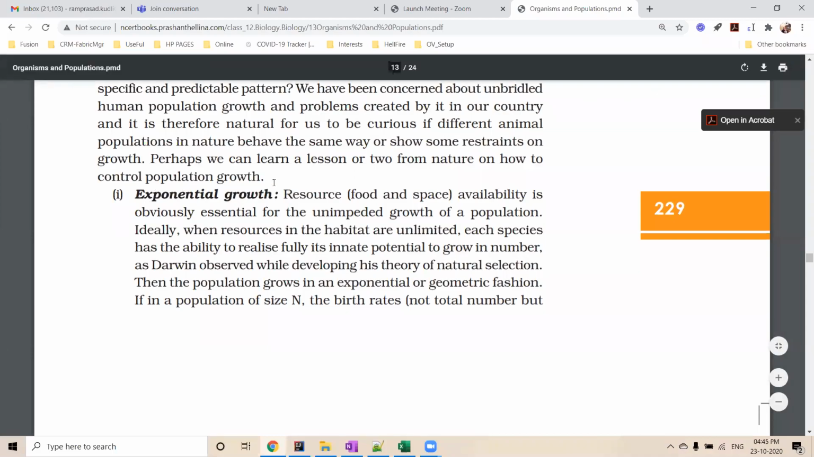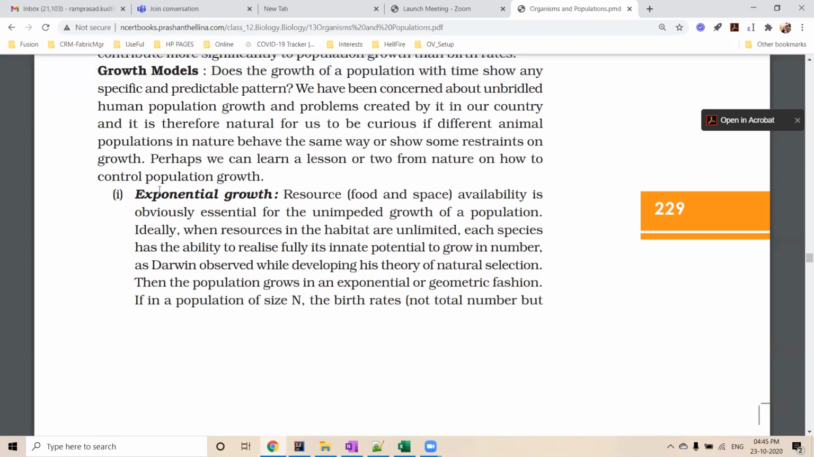Okay, so population growth. Basically, population growth is divided into two types. One is exponential growth and the other is logistic growth. Exponential growth. Observe the word exponential. So growth increases rapidly if there are abundant resources, that is food and space, the availability of which is obviously essential.